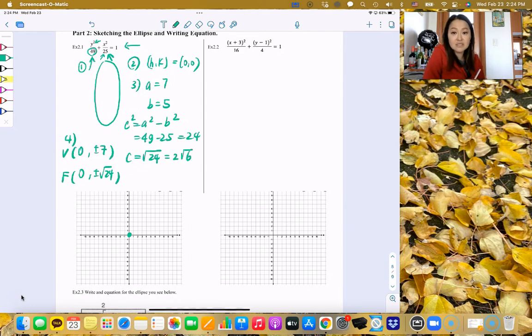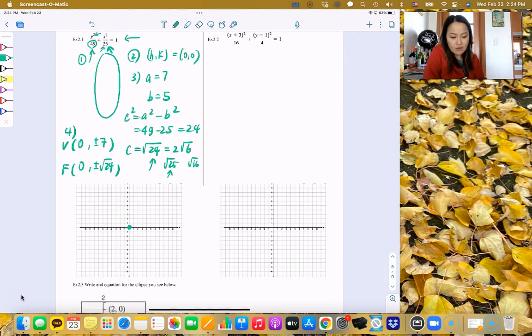Okay, and root 24, mind you, it's 2 root 6, right? Because it's 24, it's 4 times 6, right? 2 root 6 is about what? This is between root 25 and root 16, right? So it's closer to 5, so maybe about 4.8. That's good enough for me. I don't need an exact answer-ish, okay?